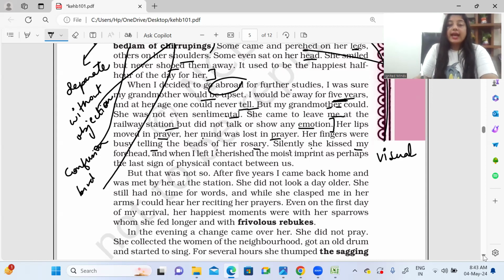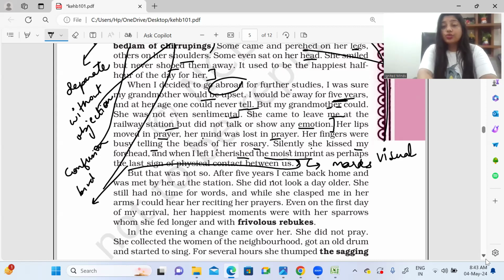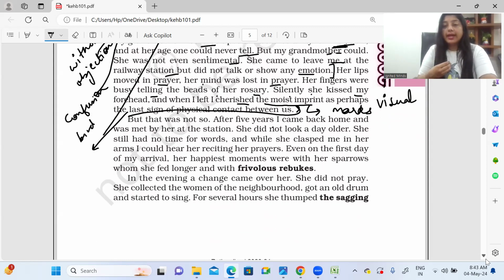Silently, she kissed my forehead, and when I left, I cherished the moist imprint. Imprint here means mark. When you kiss somebody, there is some kind of moistness that comes. So when the grandmother silently kissed the narrator on the head, there was some moist imprint on his head, as perhaps the last sign of physical contact between us. Now, with this line, the narrator is trying to show you that he had some fear in his mind that this physical contact might be the last contact with her, because now I am going for 5 years. My grandmother is already old and I hope and wish that this should not be the last time when I am watching her.